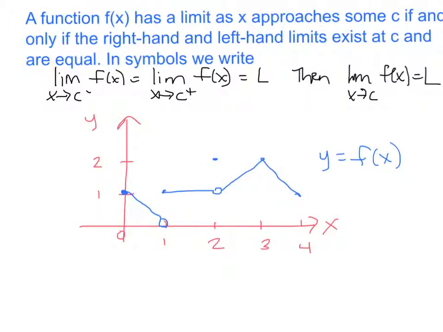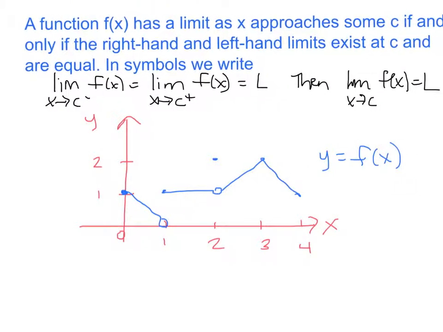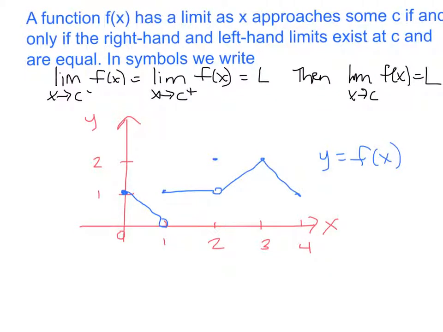So let's look at this. A function f of x has a limit as x approaches some value c if and only if the right-hand and the left-hand limits exist at c and are equal. In symbols we write the limit as x approaches c from the left and the limit as x approaches c from the right are both some value L. And that means that the limit in both directions, without any plus or minus, is also L.